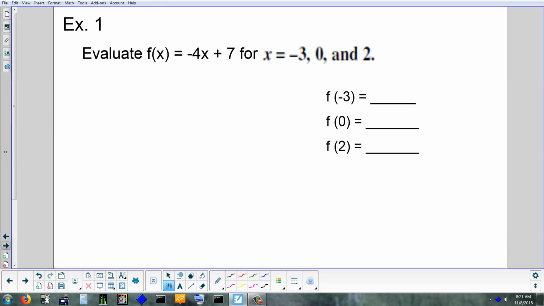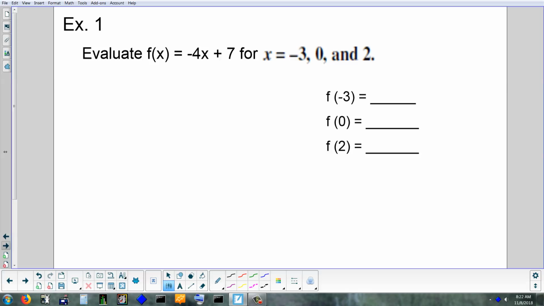So, evaluate f of x, which means y, equals negative 4x plus 7. It's given me 3 different values for x. It's giving me negative 3, it's giving me 0, and it's giving me 2. 3 different values. So what that means is, I'm going to have 3 separate problems. All right, what's my first problem going to be? How's it going to be written?